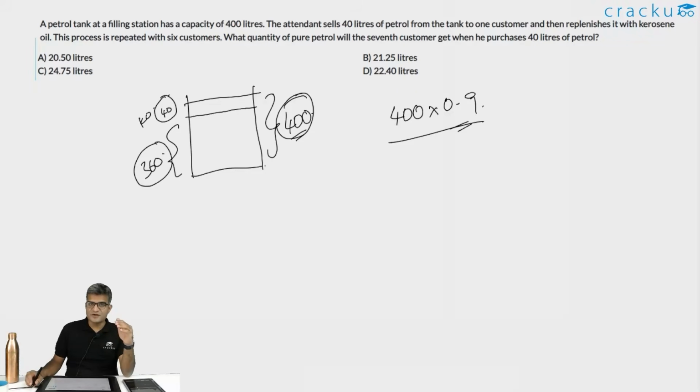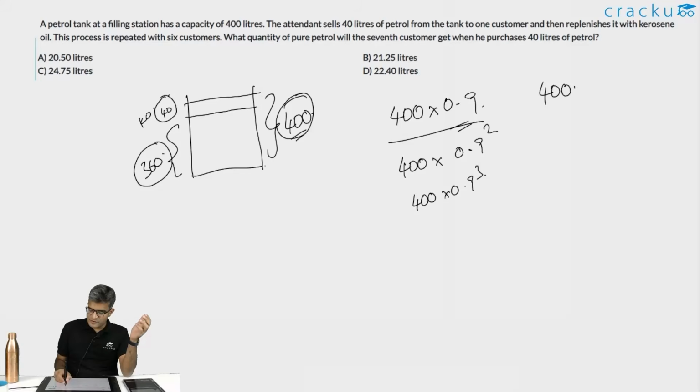After the second customer goes and this process is repeated, the amount of petrol is 400 into 0.9 whole square. After the third person goes, it is 400 into 0.9 whole cube and so on. After the sixth customer goes, the amount of petrol will be 400 into 0.9 whole to the power 6. 0.9 whole cube you can calculate is 0.729. This I think is something which you should definitely know.